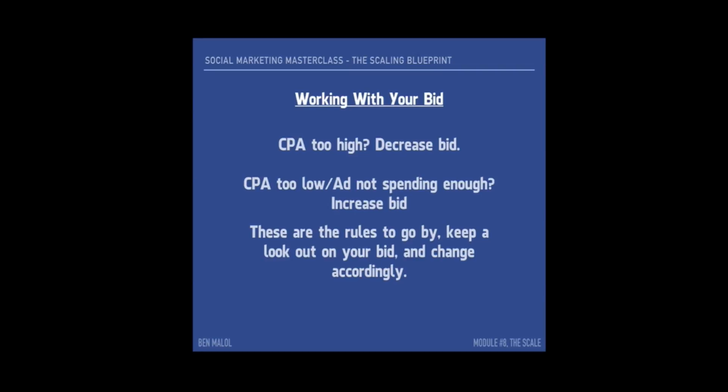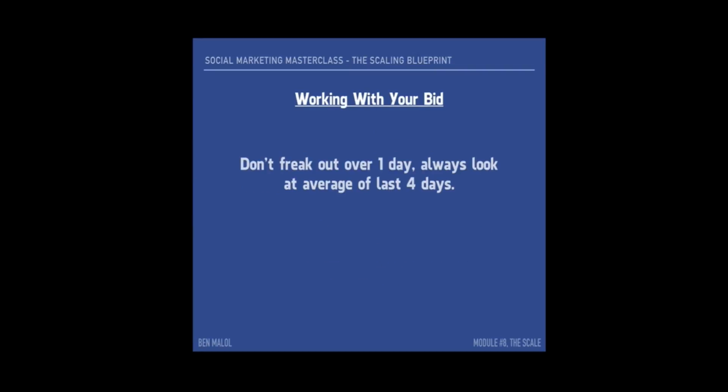Okay, so these are the rules to go by. CPA too high, you decrease the bid. CPA too low, you increase the bid. Now don't freak out over one day. Always look at the average of the last 4 days. If one day the ad is suddenly not working well, don't freak out and start changing things. Always look at the average of the last 4 days. If for 4 days it's been bad, then you can start working with the bid. If it's been 1 day, then don't freak out. Let it run.